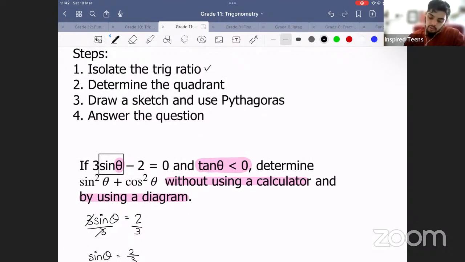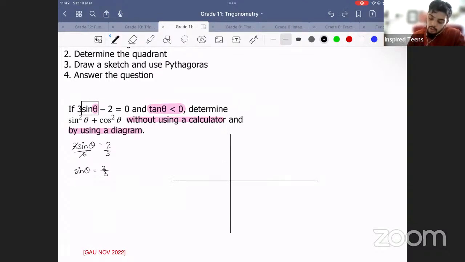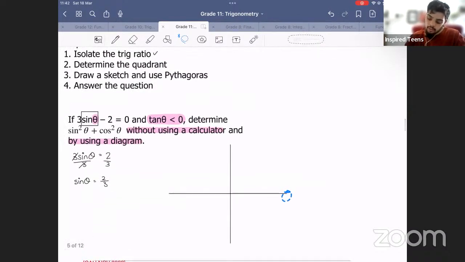Step 2: determine the quadrant. So we are going to indeed use a Cartesian plane, or a diagram, for this question. But where are we going to draw our diagram, in which quadrant, right? That's what we need to decide. There are two indications to which quadrant you're going to draw it in.